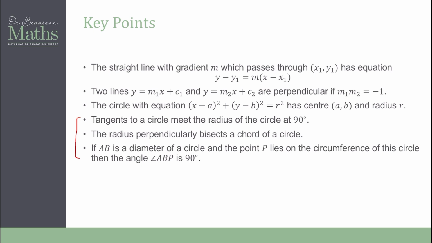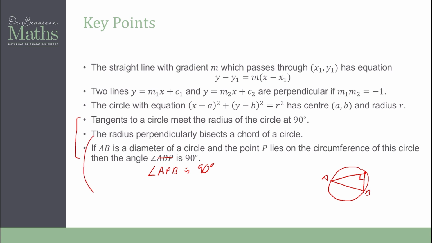That's tangents to a circle meet the radius at 90 degrees. The radius perpendicularly bisects a chord of a circle, and if AB is the diameter of a circle, P lies on the circumference, then the angle APB, that should say, is 90 degrees. So that's the one where if you've got a circle, you've got a diameter, then in the triangle inside the semicircle, that's 90 degrees.